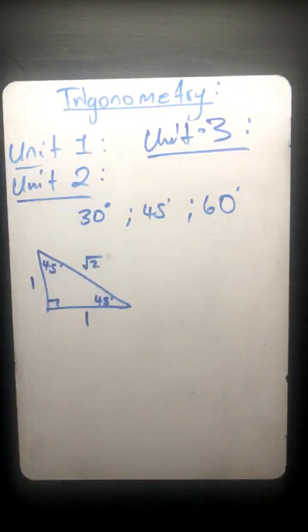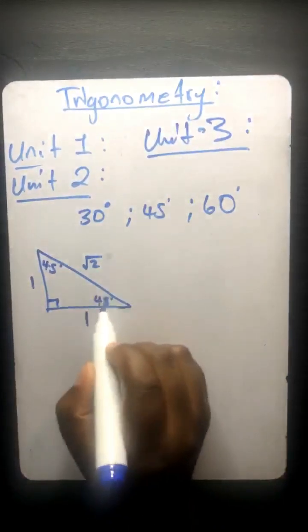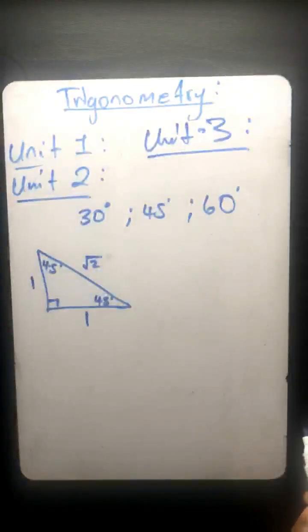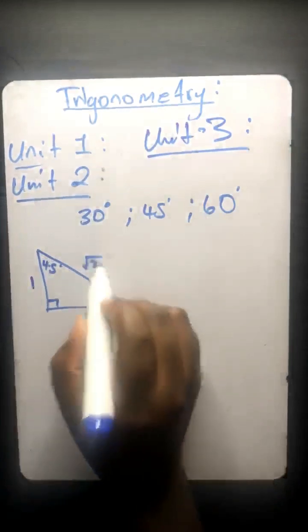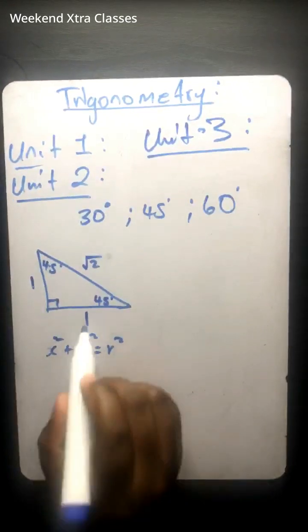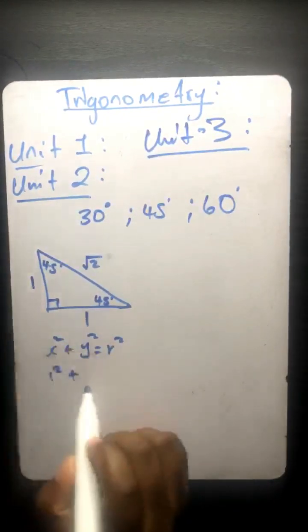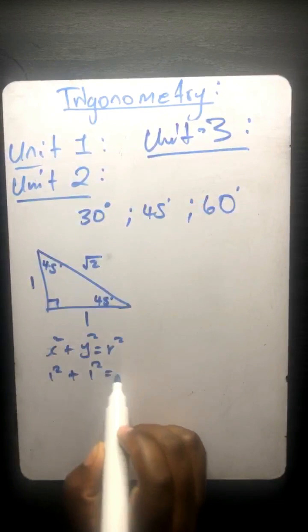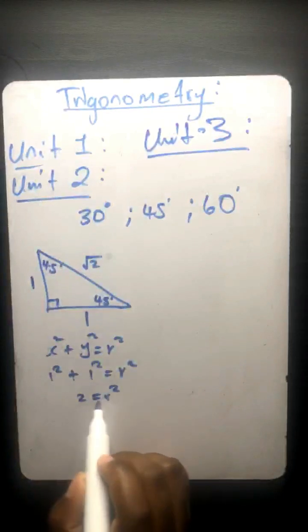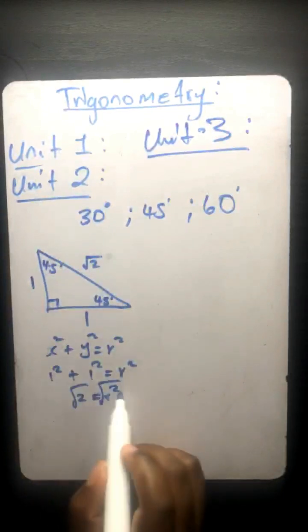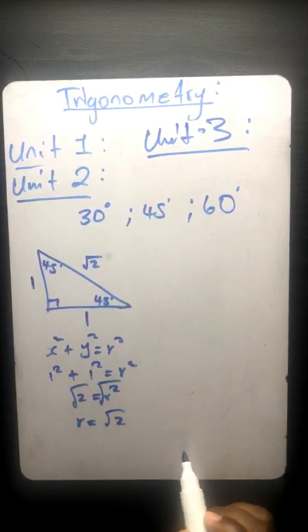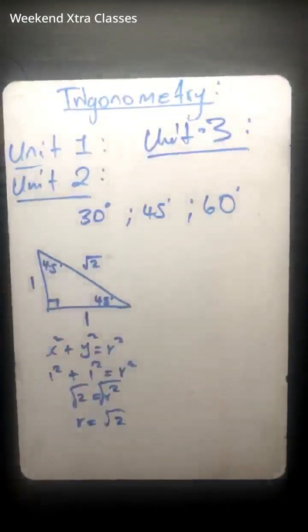So that means the moment you're dealing with a special angle of 45 degrees, your adjacent or opposite is equal to 1. So how did they get that square root of 2? If you remember, what is it? The theorem of Pythagoras. Your adjacent is 1 and your opposite is 1, so r squared is equal to 1 squared plus 1 squared, and you end up having 2. You therefore remove that square and you end up having your hypotenuse r being equal to the square root of 2. So that's where that square root of 2 comes from.